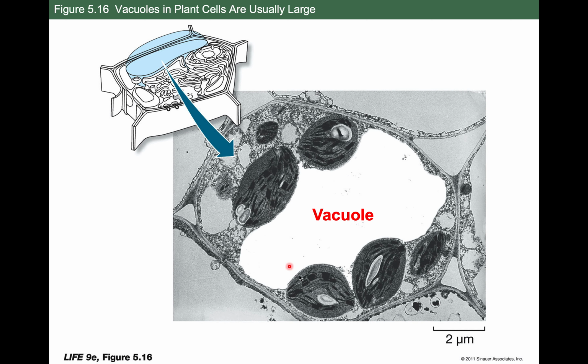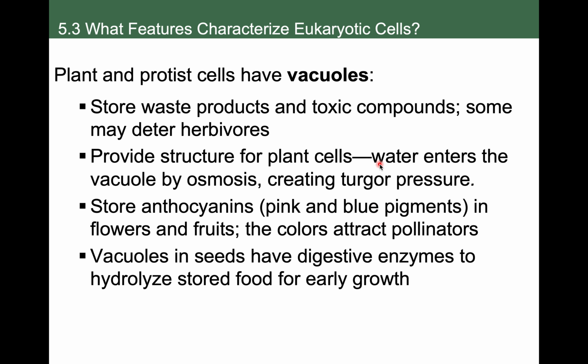You can see this is a picture taken with an electron microscope of this plant cell. You can see some chloroplasts here, the big dark structures, but this big white area in the middle of the cell is all vacuole. So what is the vacuole doing? It's taking up a lot of space. It could be used for storage, storing waste. Sometimes even toxic compounds will get stored in the vacuole. Those might be used, for example, to try to deter herbivores from eating the particular plant.